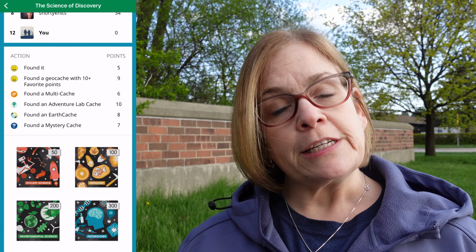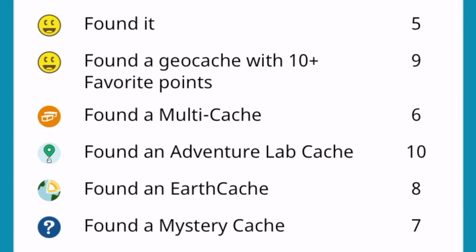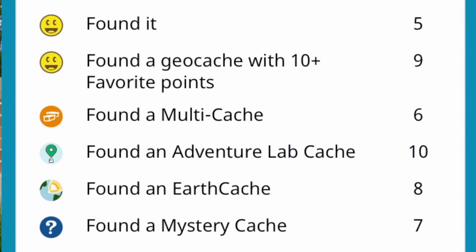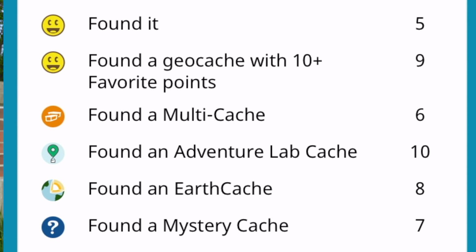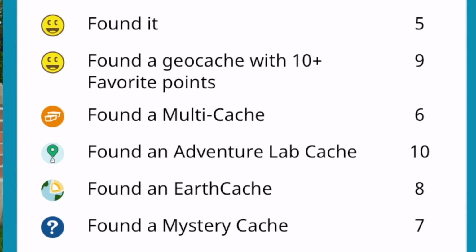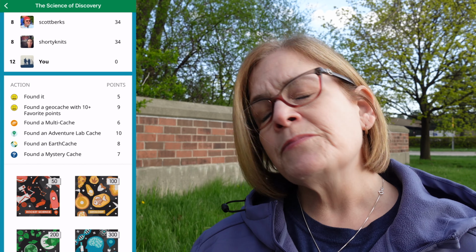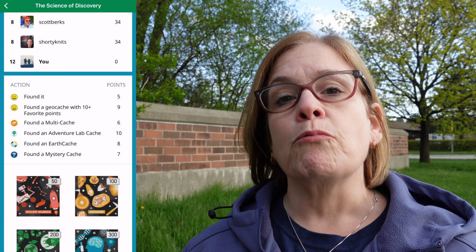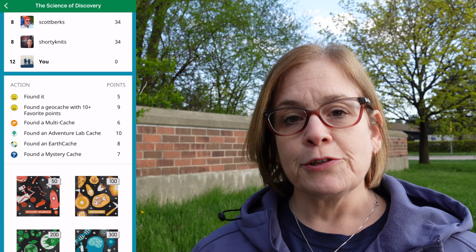You get points for each type of cache you find. If you find a regular cache, it's 5 points. If you find a geocache with 10 or more favorite points, it's worth 9 points. If you find a multi-cache, it's 6 points. Each stage of an Adventure Lab cache is 10 points. An Earth cache is worth 8 points, and a mystery cache is worth 7 points. You can't stack these. So, for example, if you found an Adventure Lab with favorite points, it's still 10 points for each stage.